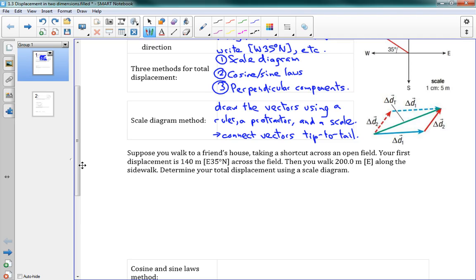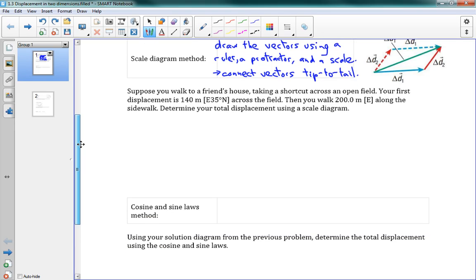Okay, so we're going to try doing a scale diagram here. It says, suppose you walk to a friend's house taking a shortcut across an open field. Your first displacement is 140 meters east 35 north across the field. Then you walk 200 meters east along the sidewalk. Determine your total displacement using a scale diagram.